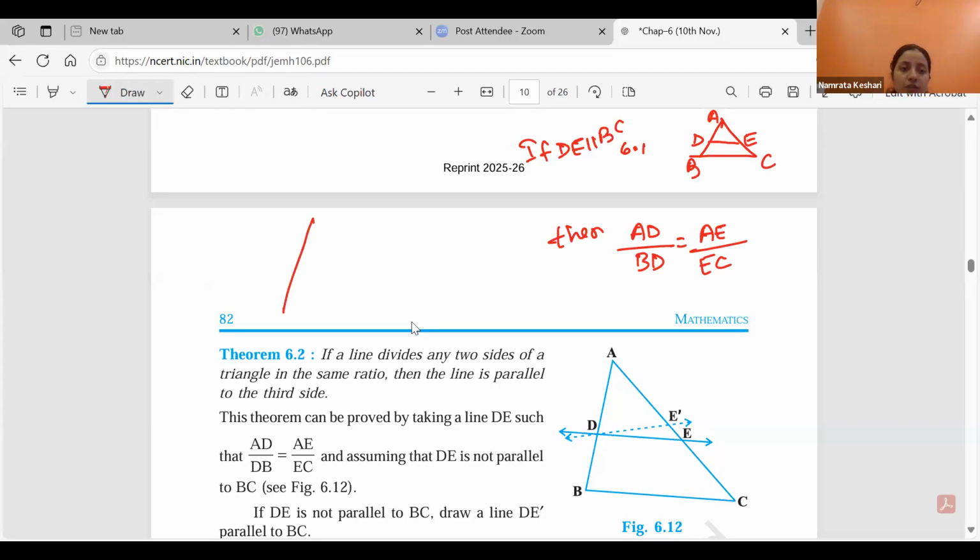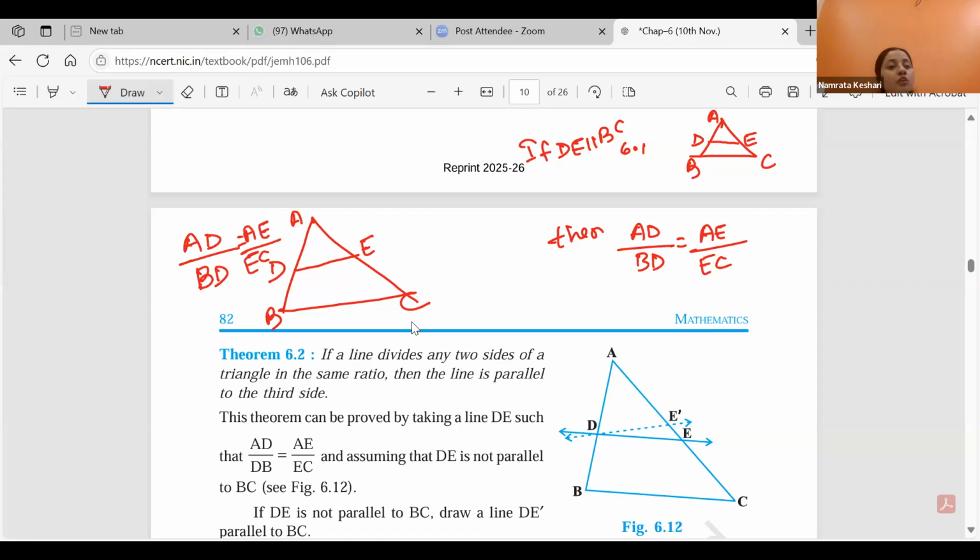Now the reverse, the converse of the theorem, says that if the ratio is the same, if you have any random line in your triangle, the line DE, intersecting two sides at two different points D and E, and this line is such that the ratio comes out the same, that it divides the two sides in the same ratio, that means AD by BD and AE by EC come out the same, then you will say that therefore DE must be parallel to BC.